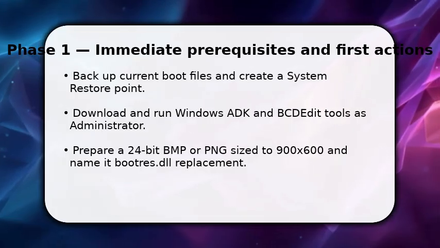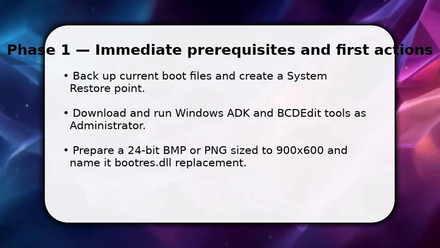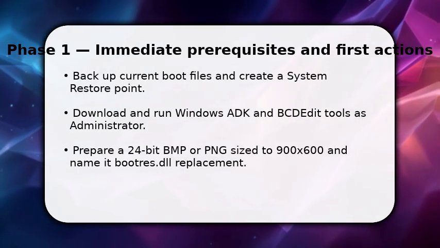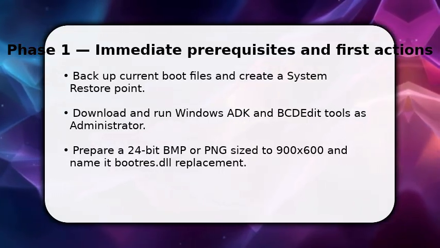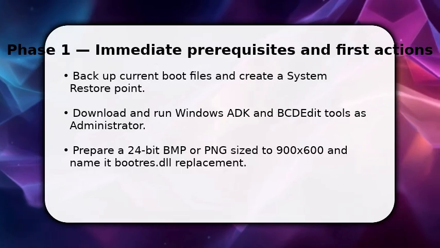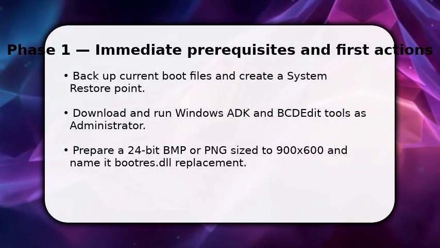You start by securing the system. Create a system restore point and copy the current boot files to a backup folder. Once done, install the Windows ADK components you need and open an elevated command prompt. BCDEdit and resource tools require administrator rights, so run as admin.